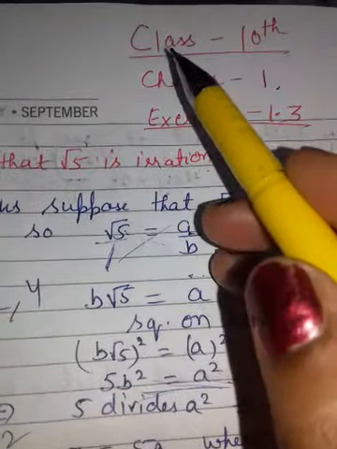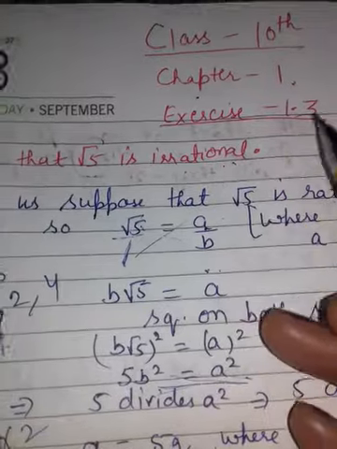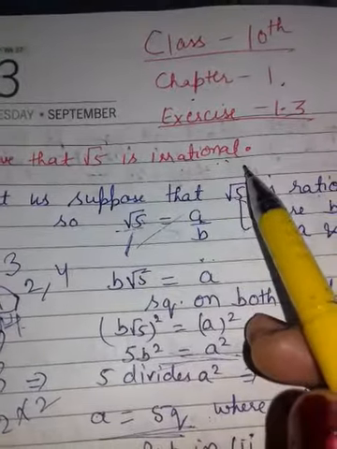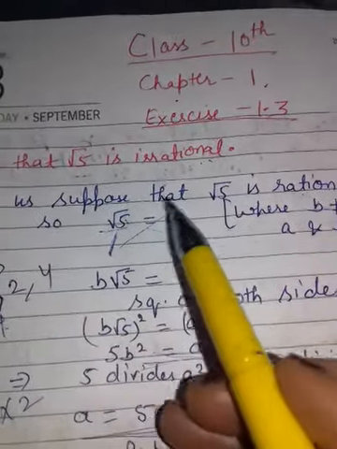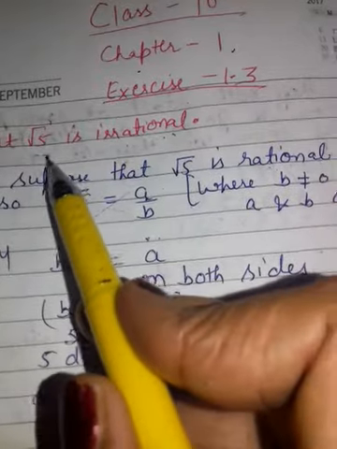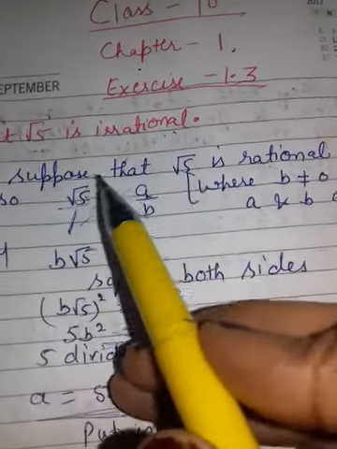Hello friends, today we are doing the concept of class 10th chapter 1st exercise 1.3. Proof that root 5 is irrational. So let us suppose that root 5 is rational. Because we know this is irrational, but we have to prove it by taking its opposite.